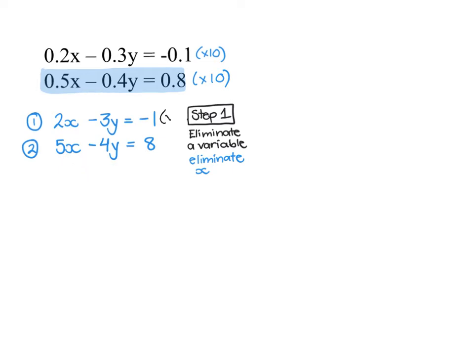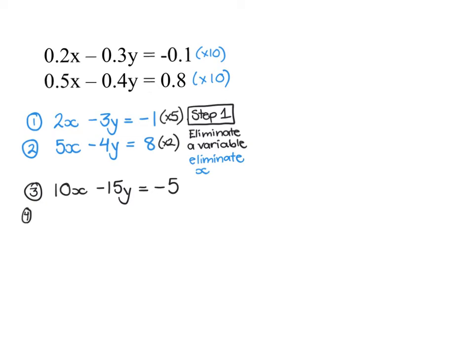So I'm going to multiply the first equation by 5. And then the second equation, I'm going to multiply that by 2. So let's do the first equation and multiply that by 5. So I'm going to change that into equation 3 because now we've got different numbers. So 2x times 5, well, that comes to 10x. Then negative 3y times 5 is negative 15y. And then negative 1 times 5, well, that comes to negative 5. Okay, moving on to the second equation. So let's multiply that all by 2. So 5x times 2 is 10x, negative 4y times 2 is negative 8y, and 8 times 2 is 16.